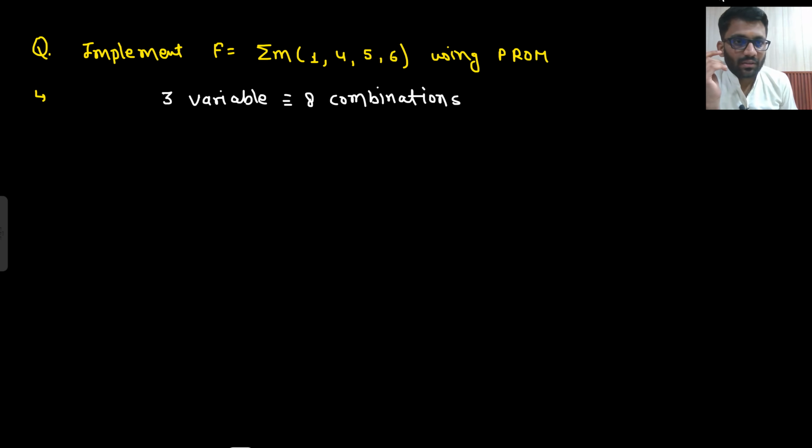Wait a second. Yeah, so there are 8 combinations. So what would be the order? Order will be 8 cross 1. Why 1? Because one output will be there. You would need only one OR gate. So order will be 8 cross 1.